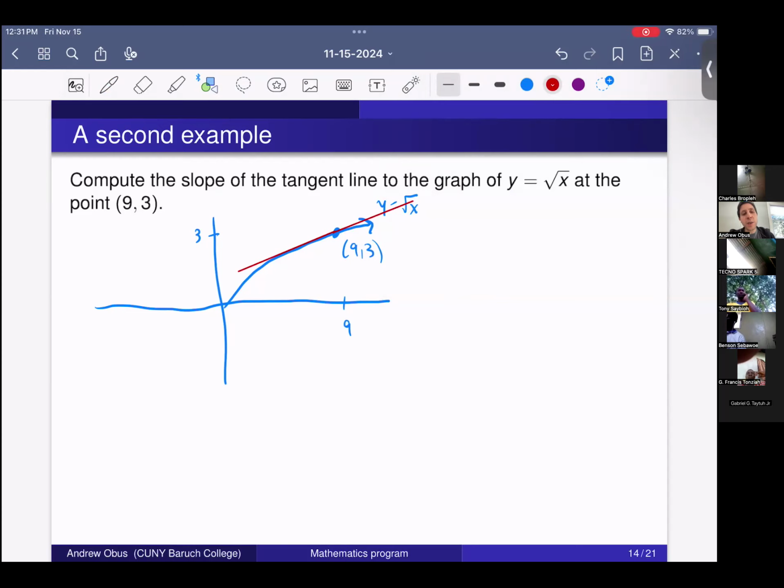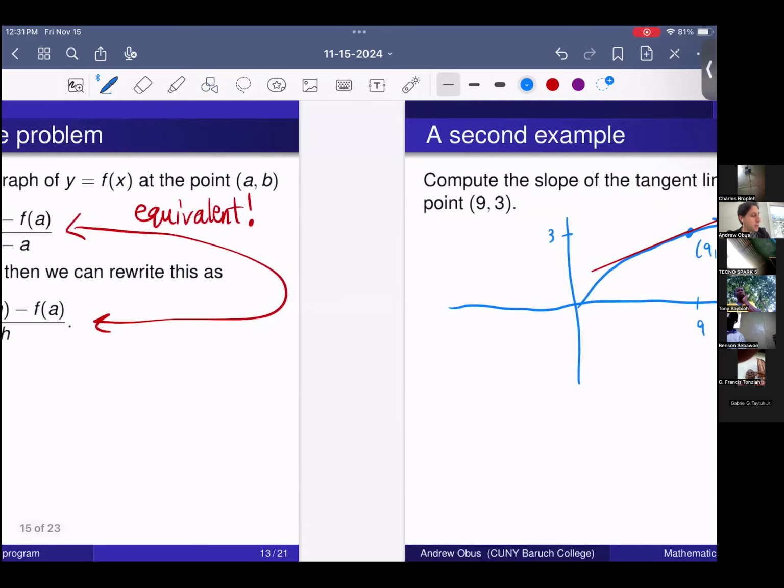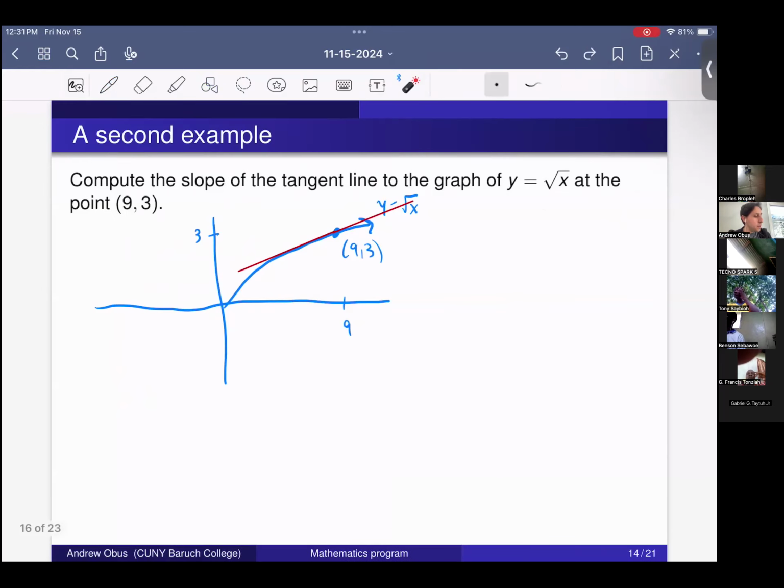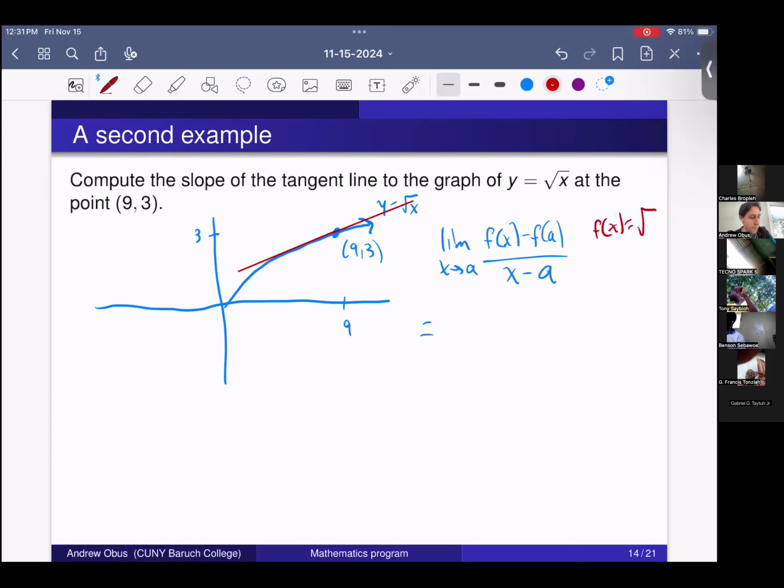Now we don't need to write down all of these points and clutter our diagrams. At this point, we can go right to the formula. It's the limit as x approaches a of f of x minus f of a over x minus a. In our case, f of x is equal to square root of x, and a is equal to 9, because 9 is the x value. A is always the x value here. Always, always, always the x value.